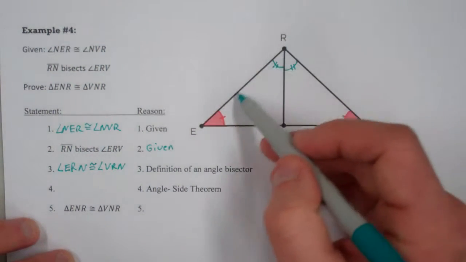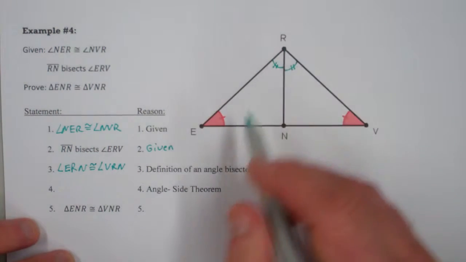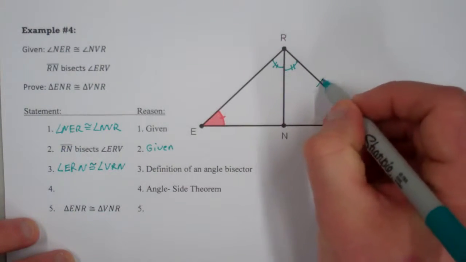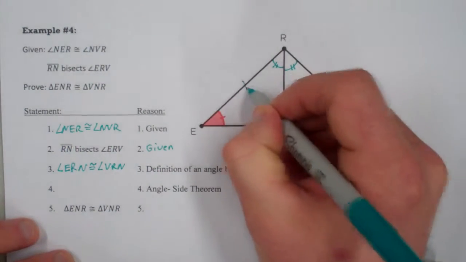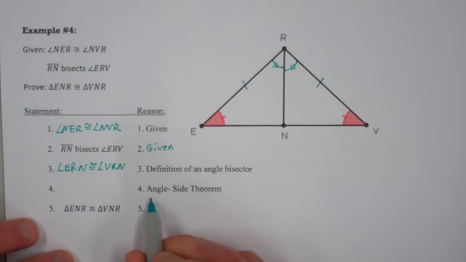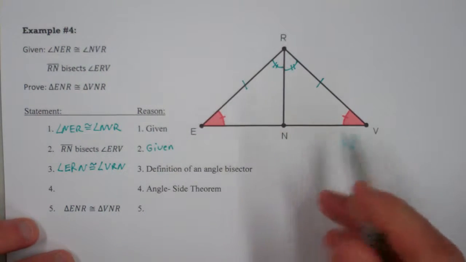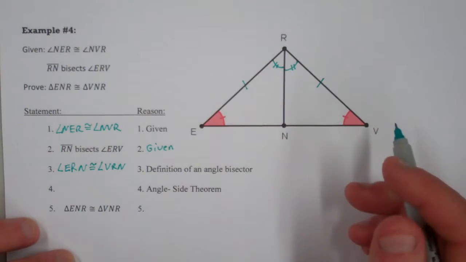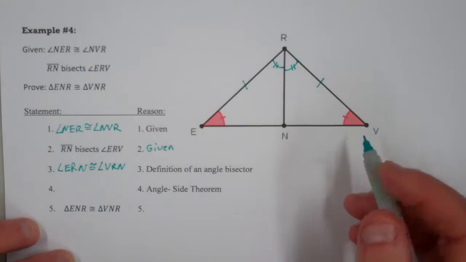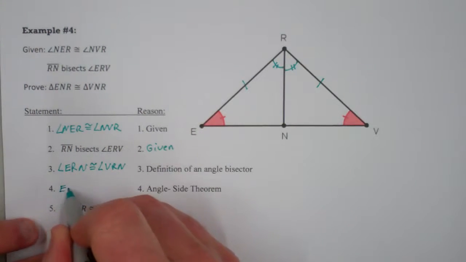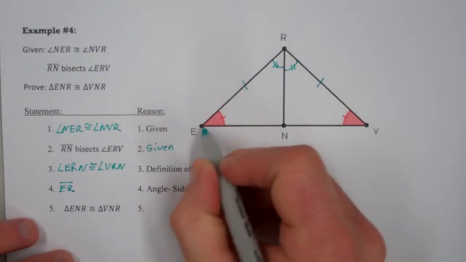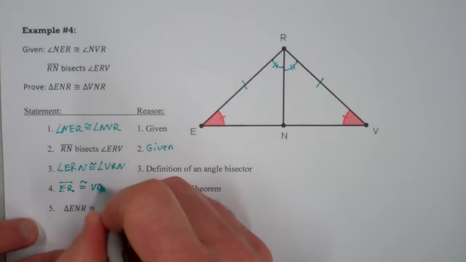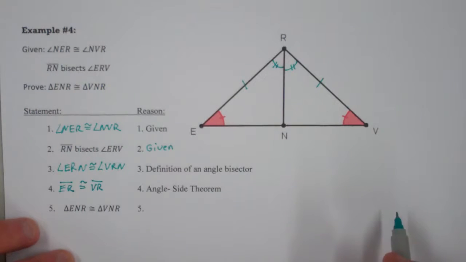Now, if we look at this large triangle, we have two angles that are congruent. That means that the sides opposite them are also congruent. And that's the angle side theorem. The angle side theorem states that if you have two angles that are congruent to each other, then the sides opposite them are congruent. And vice versa would also work. So we are allowed to prove that ER, this line segment, is congruent to VR or RV. Either way, a couple different ways to name those line segments.